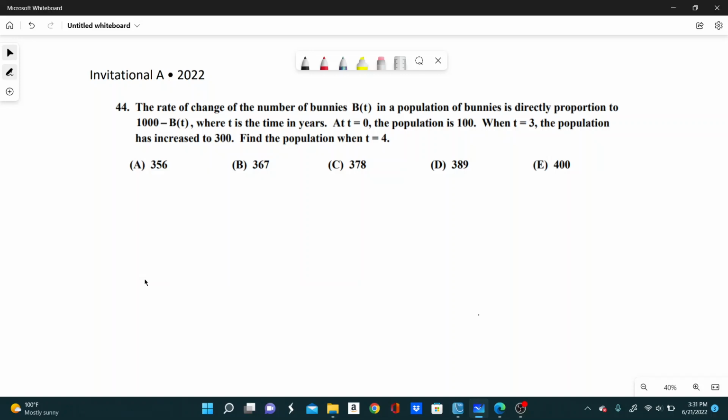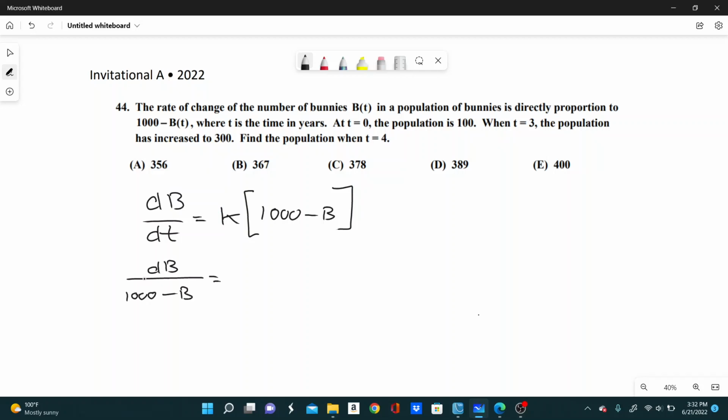Okay, to do this, we are going to have to set up a differential equation. It tells us that the rate of change of the number of bunnies is directly proportional to 1000 minus B of t. So I can say that dB over dt, the rate of change of the bunnies, equals a proportionality constant k multiplied by 1000 minus B. Then I'm going to divide both sides by 1000 minus B and multiply both sides by dt. So I'll get dB over 1000 minus B equals k times dt.